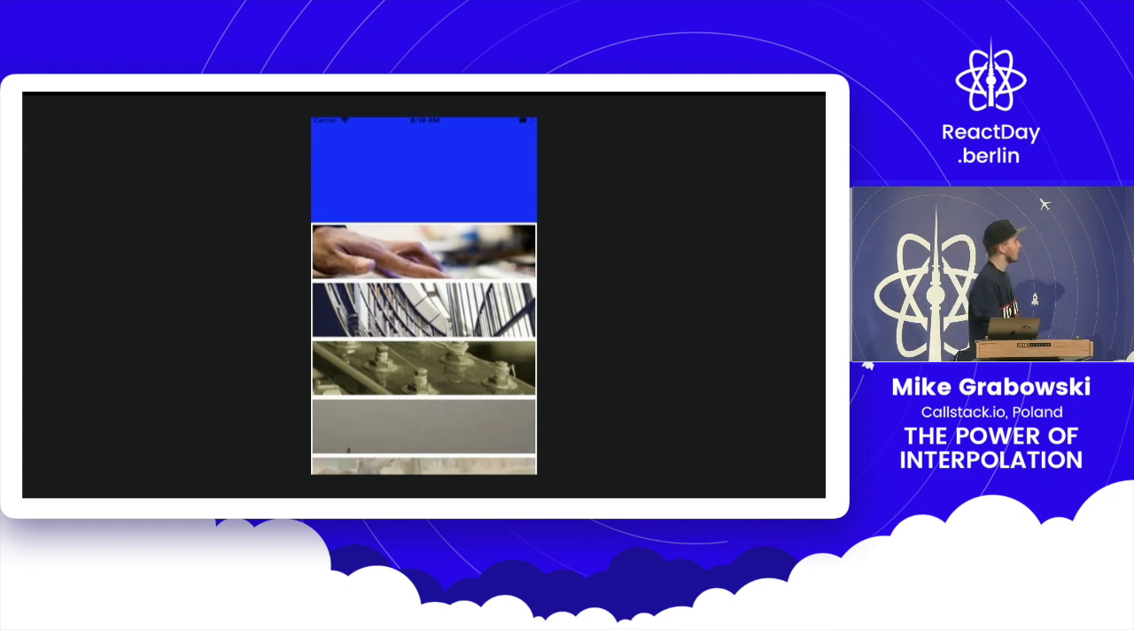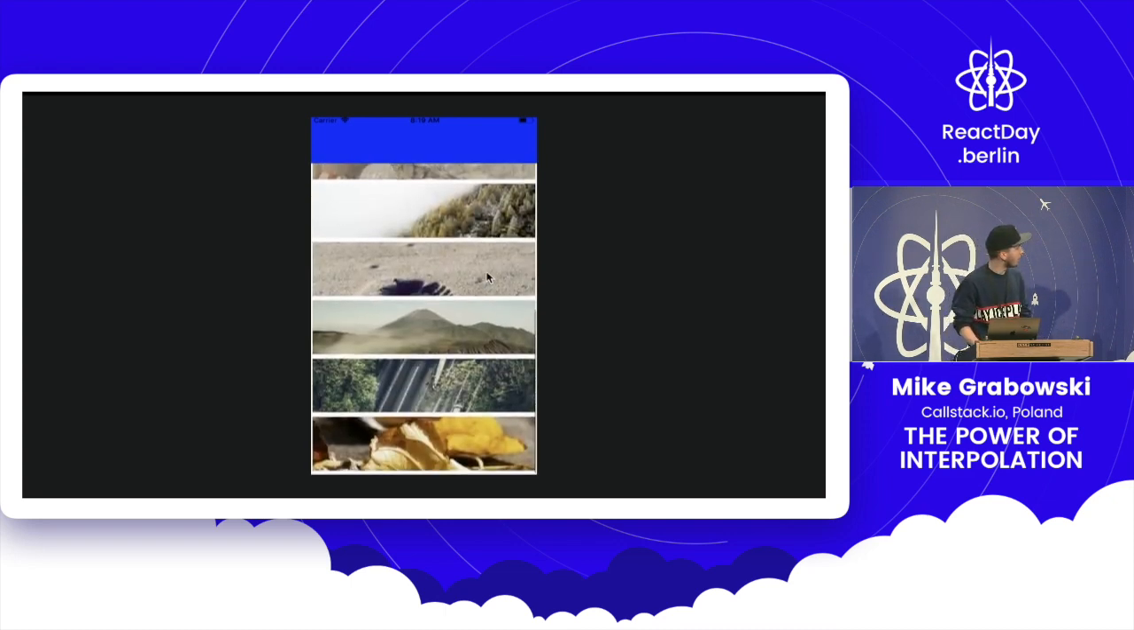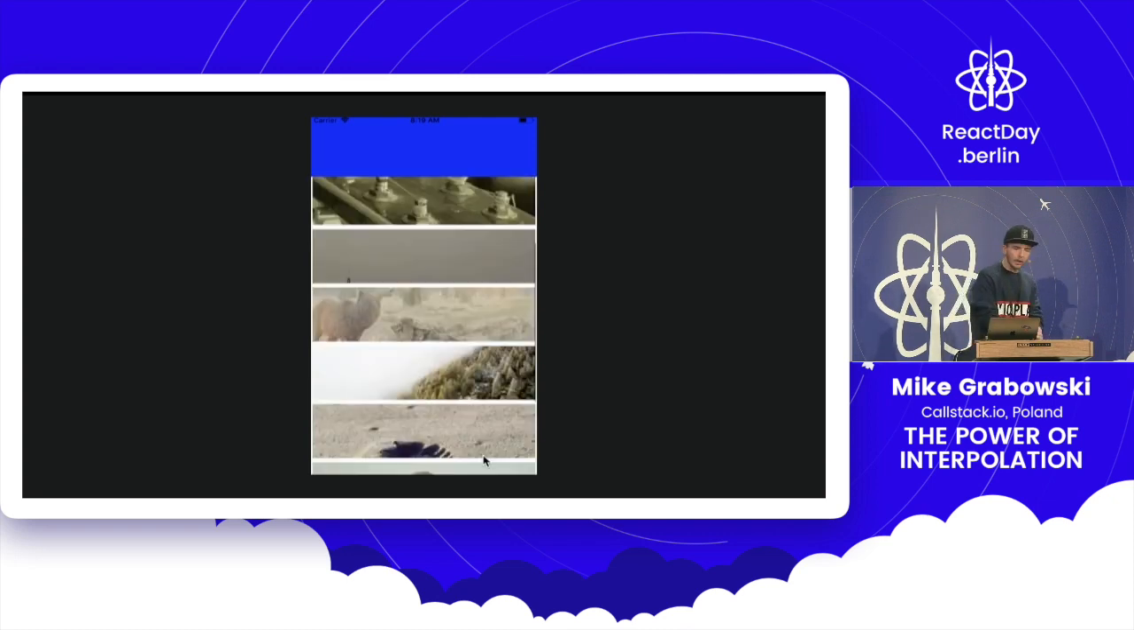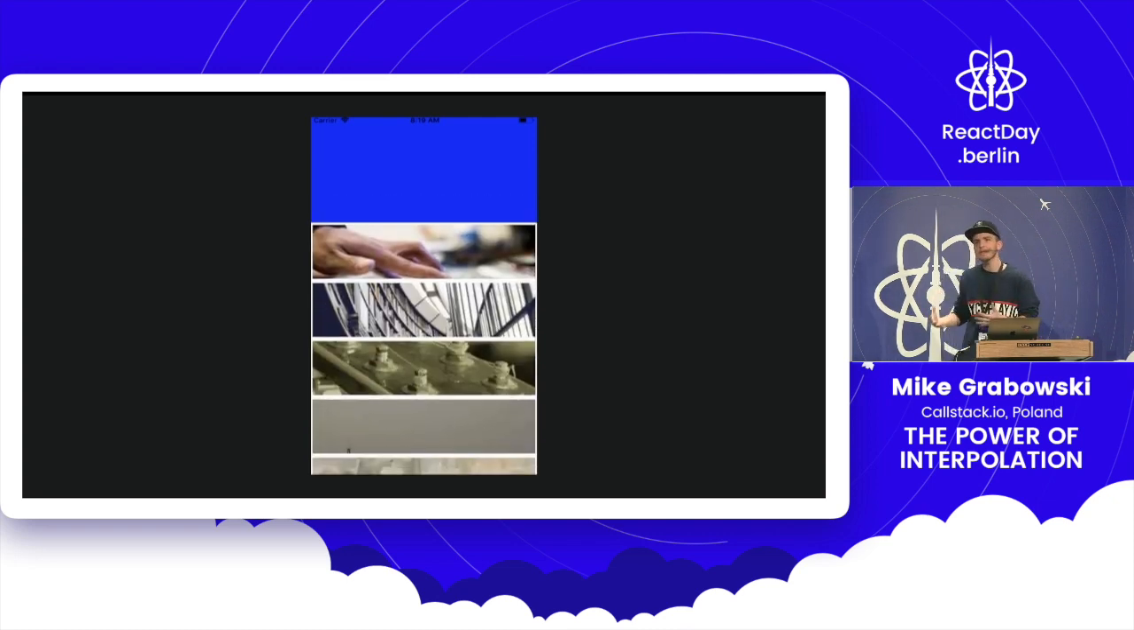As you can see, it's slightly different because quite a few things did change there. But it's okay because I've been able to replace all these if statements with just a simple interpolate that is future-proof and easy to understand as long as we are familiar with the Animated API and what interpolation is.